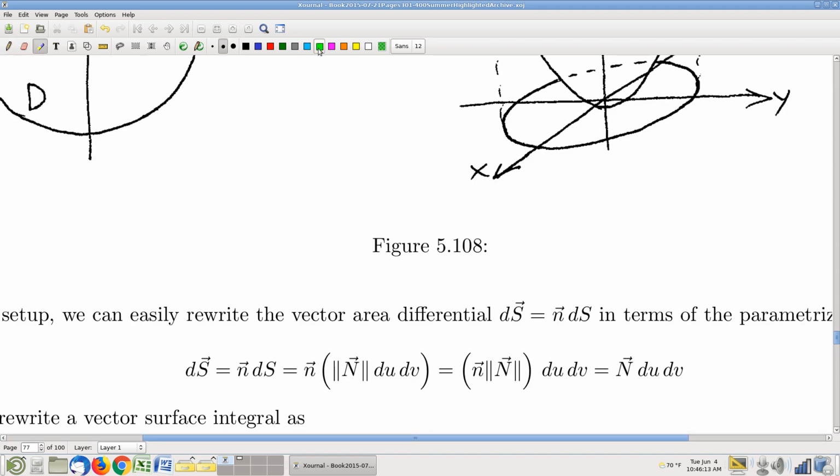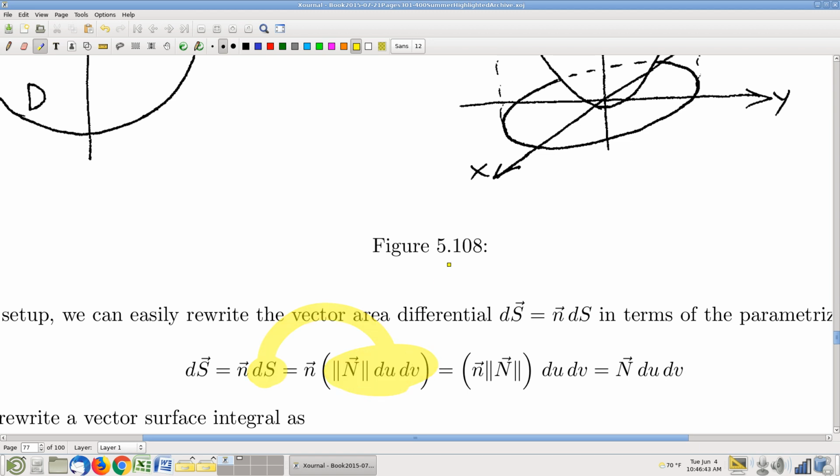Start off with the definition of the ds vector that we just talked about. The ds vector is little n ds scalar. Again, this is the most important way to think about the ds vector. This is the all-encompassing object. You can see the direction, you can see the magnitude. Both of these are naturally related to the piece of surface. But now, good news, we already know how to compute ds scalar.